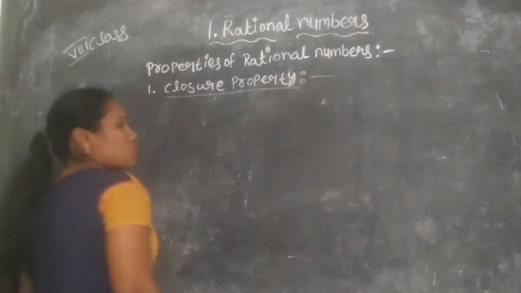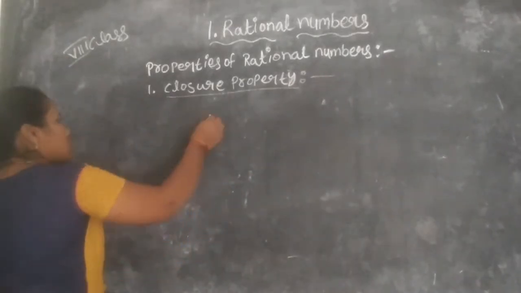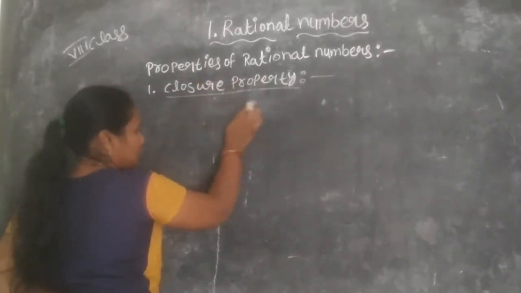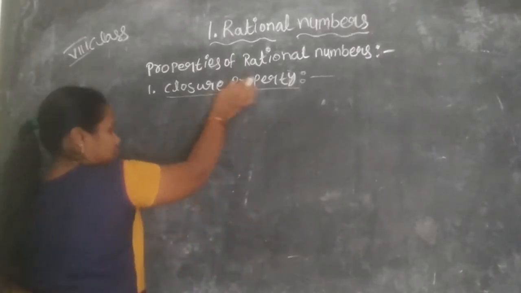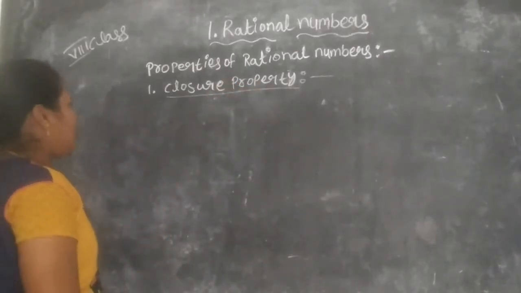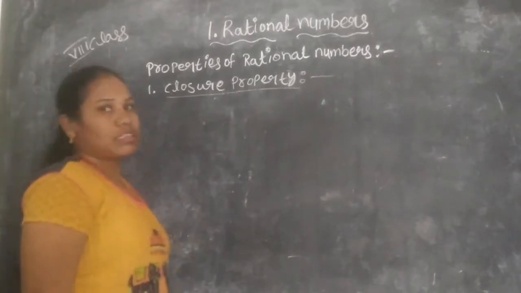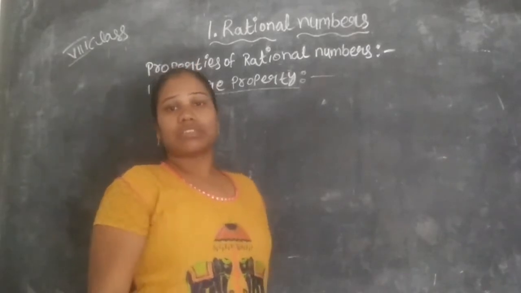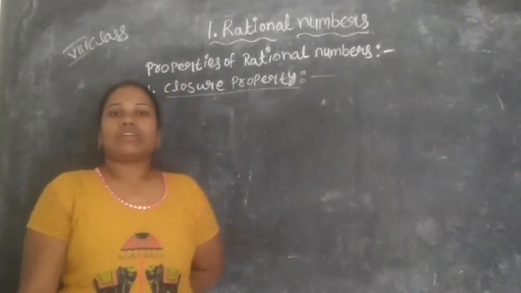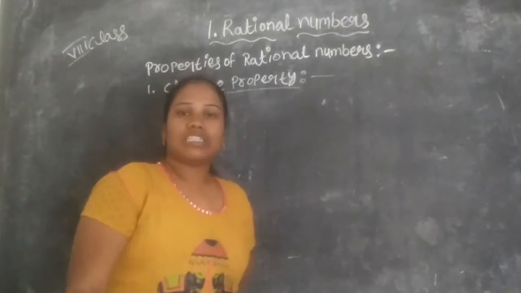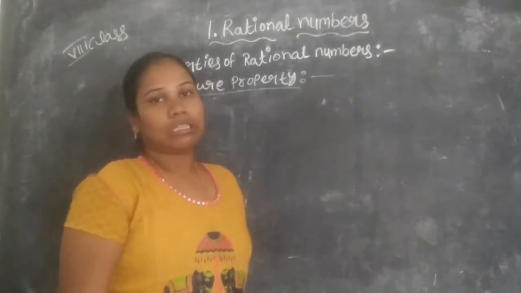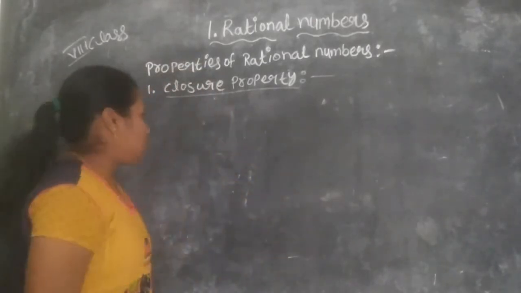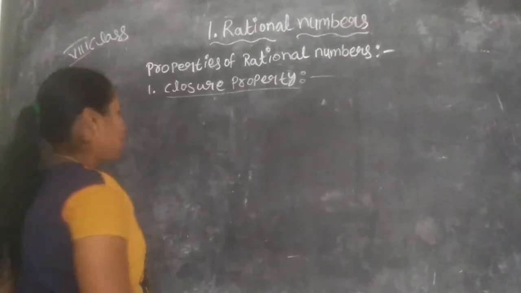This closure property is applicable to arithmetic operations. What are the arithmetic operations? There are 4 types of arithmetic operations: addition, subtraction, multiplication and division. So now let's check those 4.